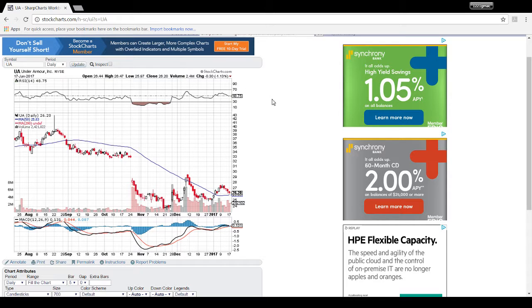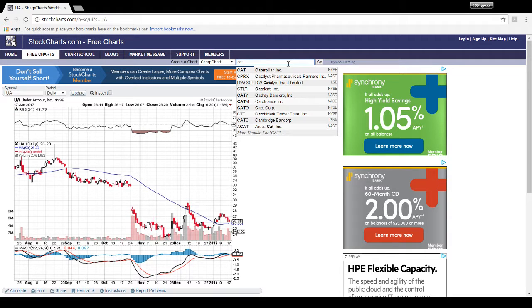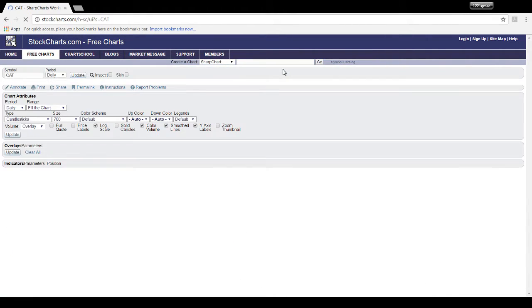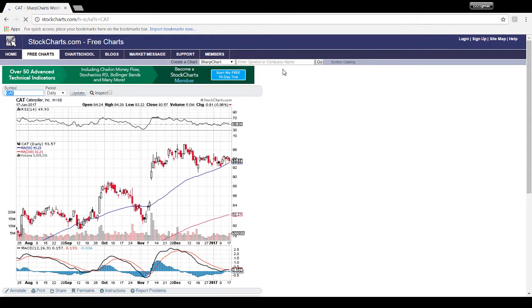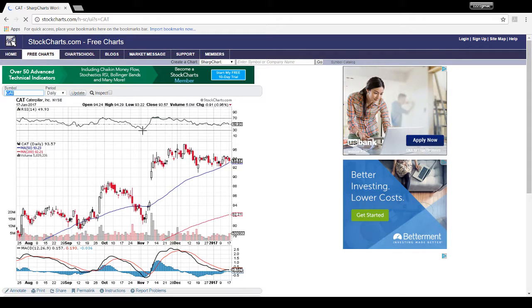Now let's look at another one. Let's look at Caterpillar, CAT, big company. So you see right here in this range, it's a little overbought. You saw a little bit of green, and as you can see, it jumped up really sharply. So it came from an oversold range.